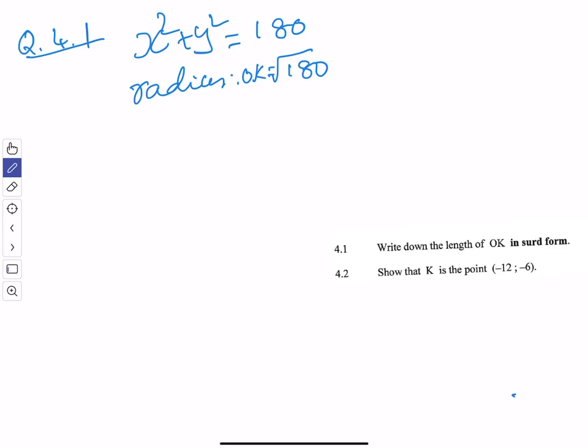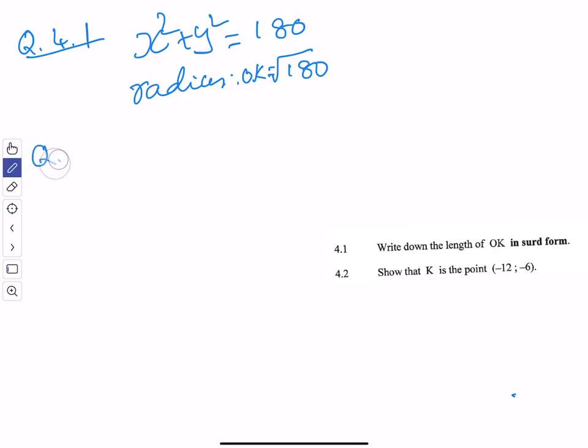See, the question is to find the length. So I write OK is equal to, please don't write simply radius. Please write very specific. OK is equal to root 180. Don't simply write root 180 also. Please write OK is equal to root 180. Be very specific when we answer the questions.